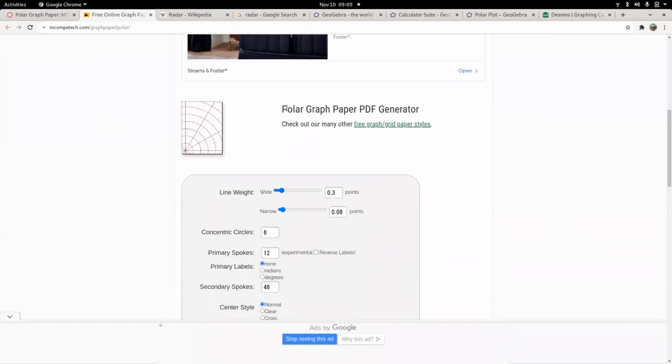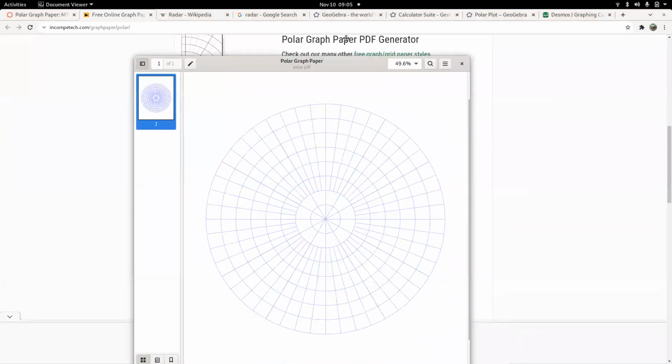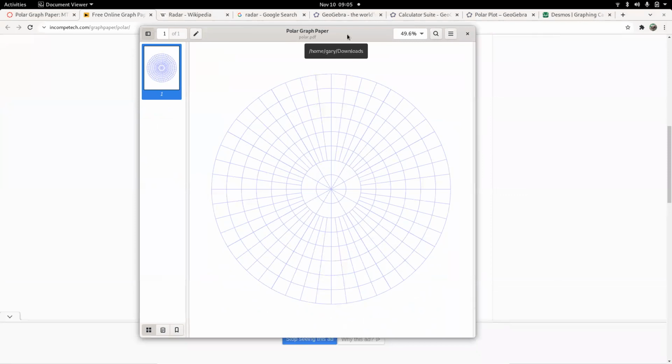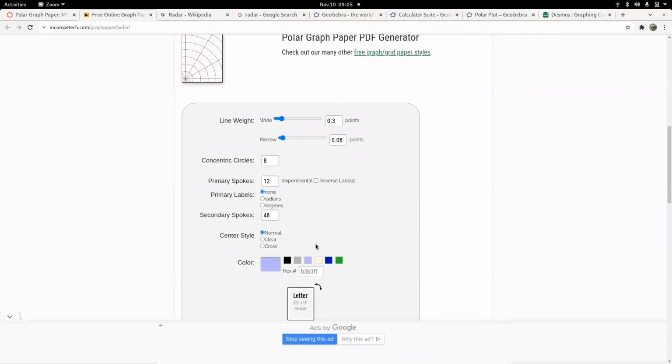And so here they got a polar graph paper generator. And if I just go with the defaults they have set here, that's going to give me this PDF right here. And then I can just send that over to my printer. It's one huge polar grid on a piece of paper. Let's close that. So you can play around with how many concentric circles there are and how many spikes there are primary and how many spikes there are secondary. And then you can do radians or degrees on there too if you want to.